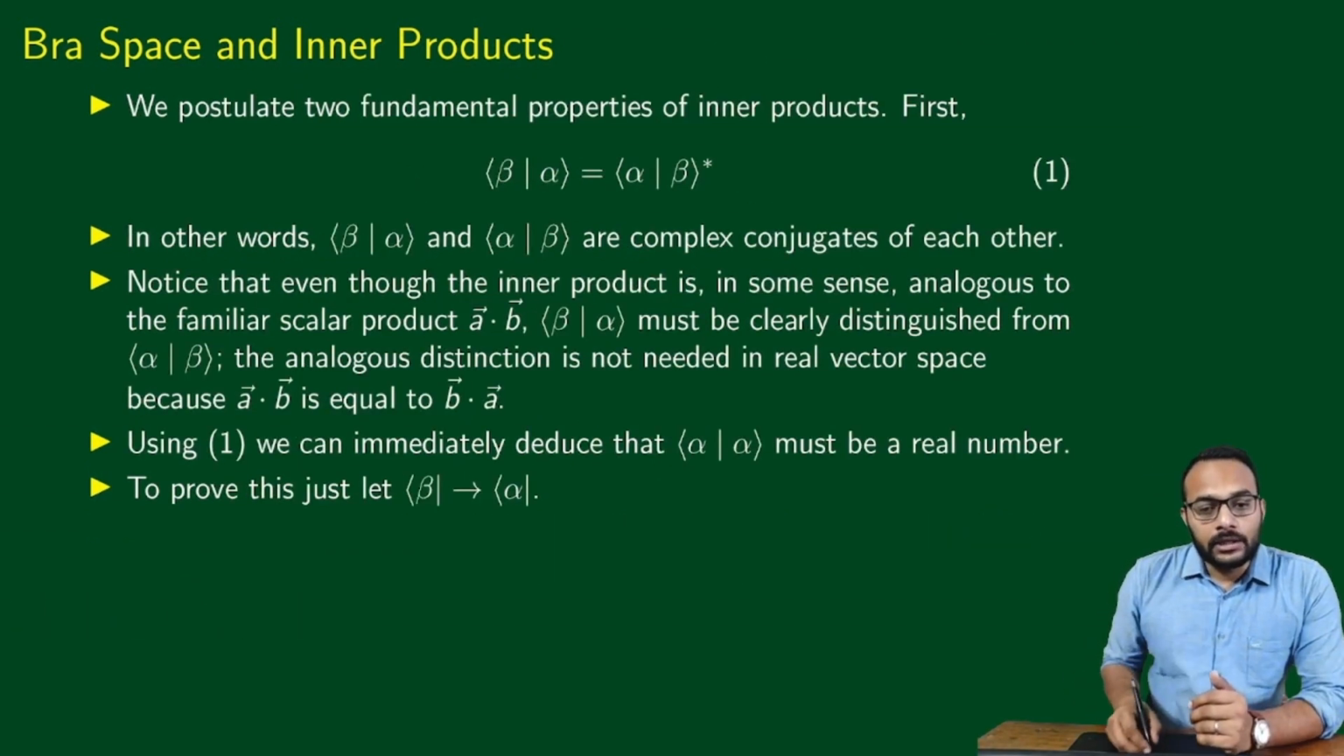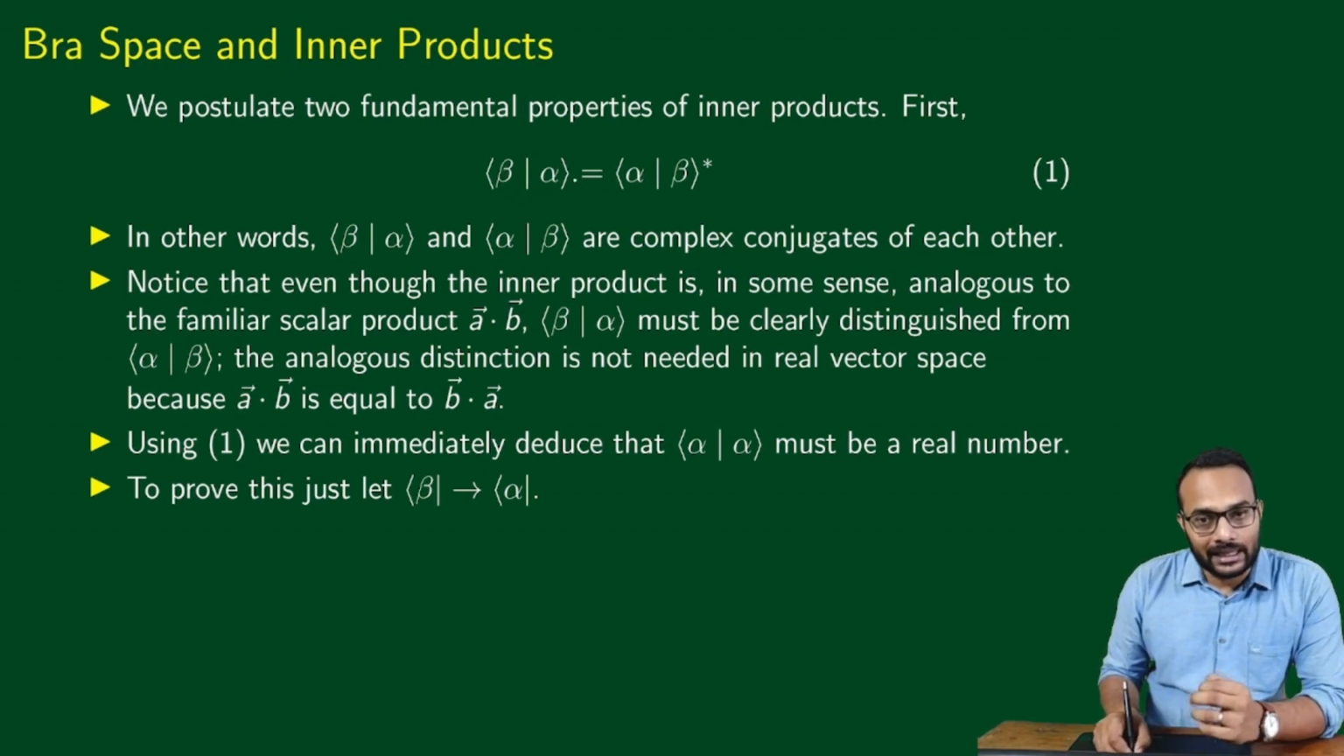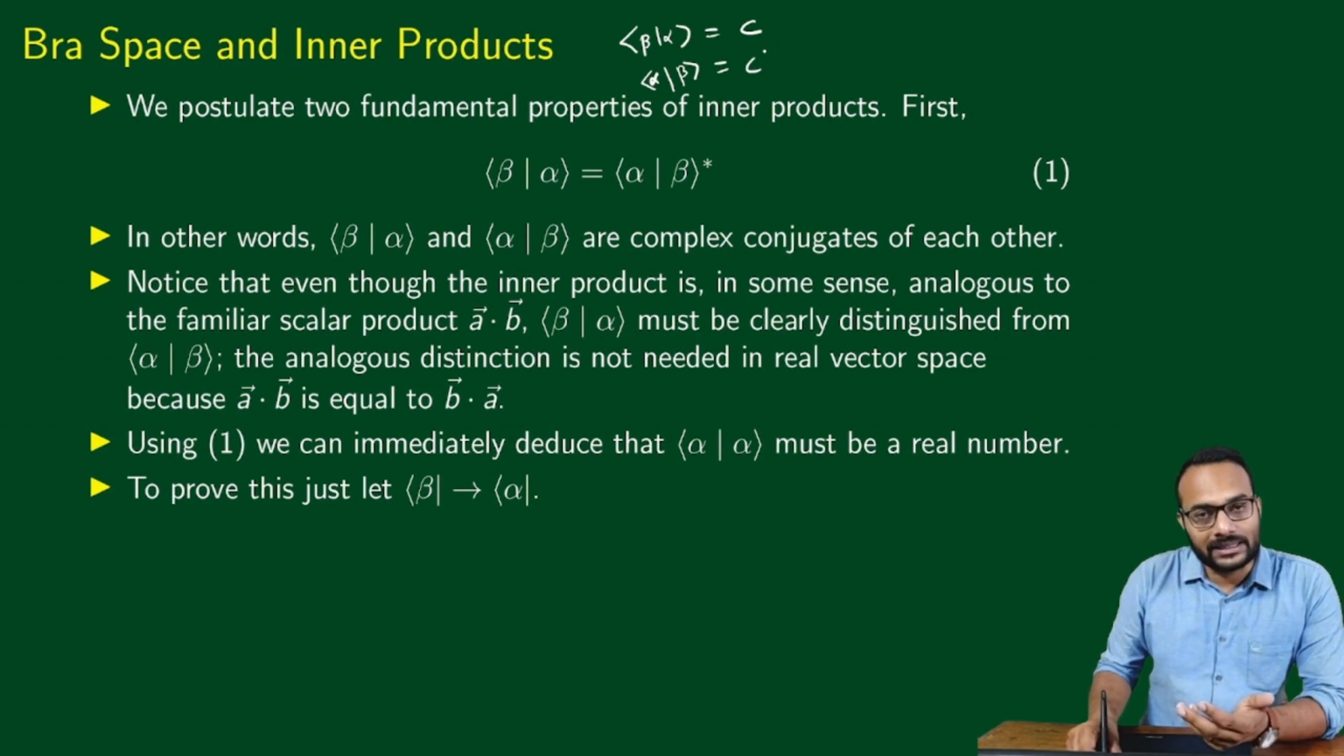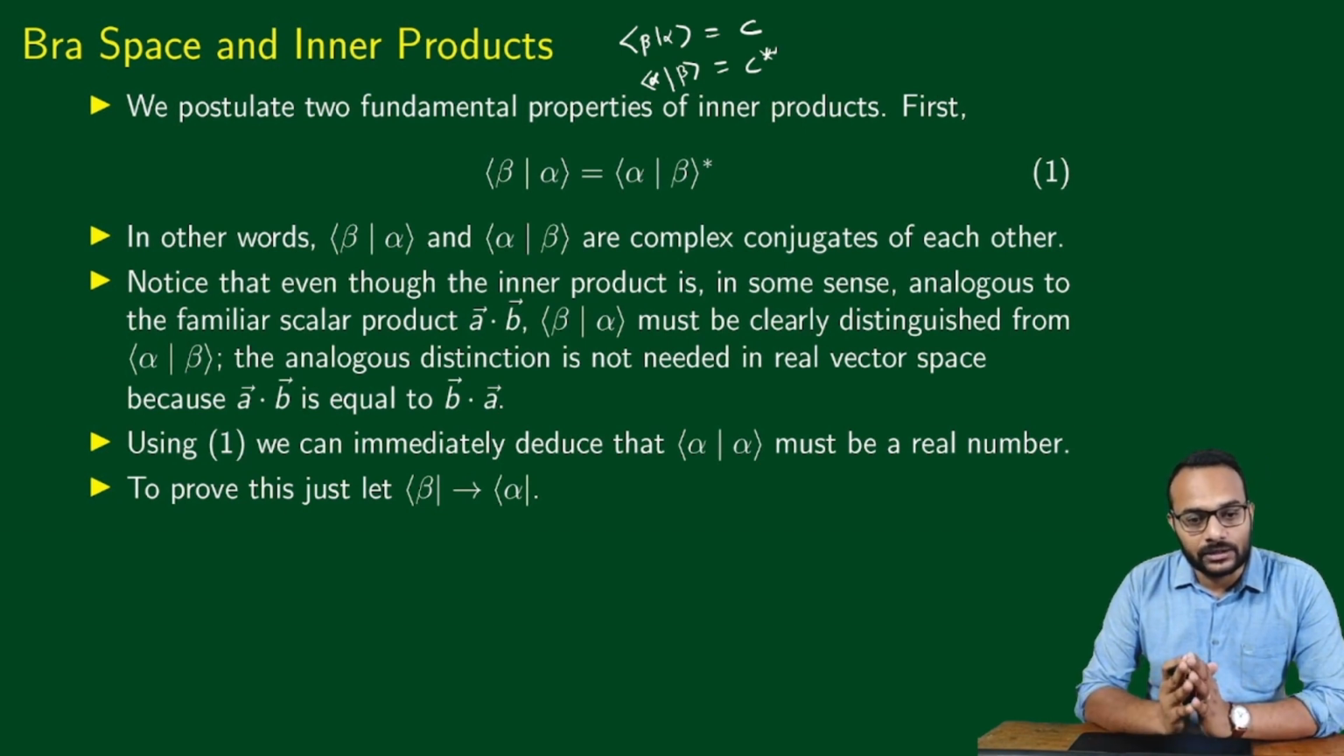Now we need to postulate two fundamental properties of inner products. The first thing that we postulate is that bracket beta alpha is equal to bracket alpha beta star. That means that if you interchange the position of alpha and beta, you get a complex conjugate. We know that bracket beta alpha is a complex number. Bracket alpha beta will also be a complex number, but it will be the complex conjugate of the first one. It won't be equal to the first number. So when you interchange alpha and beta, you get an extra complex conjugation. So bracket beta alpha and bracket alpha beta are complex conjugates of each other.